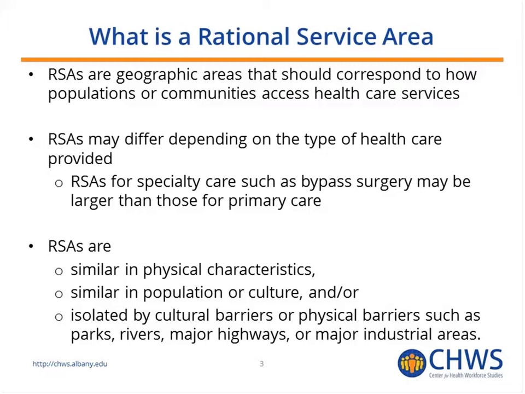And generally, RSAs have similar demographics. So you don't want to create an RSA that has a real high-end in terms of affluent population and a very poor population, because their health-seeking behavior and their health outcomes and health status are going to be much different. So you want to try to both look at geography as well as the population.